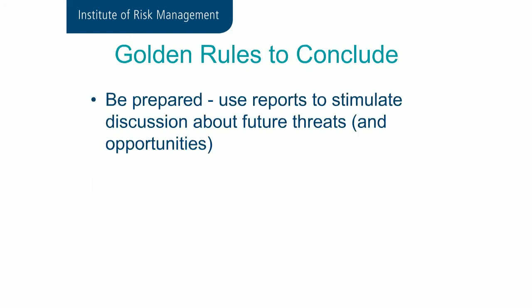So a few kind of golden rules on that to conclude. The first thing is, of course, be prepared. So look to the future. Risk reporting needs to look to the future. If you're doing your reporting effectively, you will be stimulating discussion. You will be helping people to talk about future threats and future opportunities for the business. And that's really what it's all about. What's on the horizon, what could affect you down the line, and how can you prepare for that effectively?